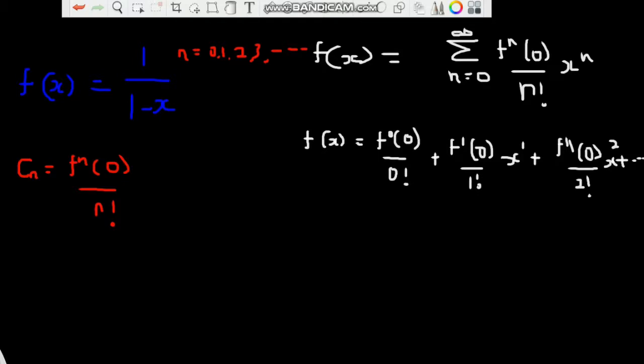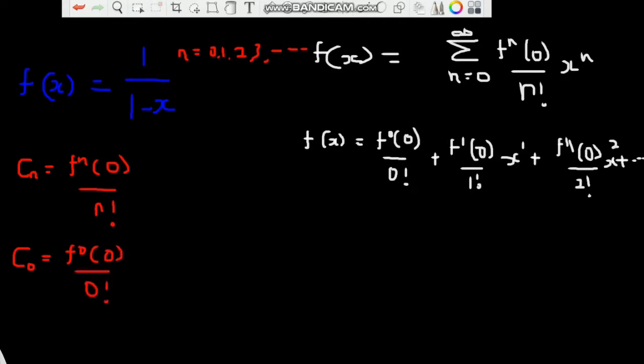So for this to be easy, let's find the derivative of the function, and then find the derivative of the function at 0, and this will give us the coefficient. So let's look at how you are going to do this. First, I'll find the first coefficient, so that will be c sub 0 equals the zero derivative of the function at 0 over 0 factorial.